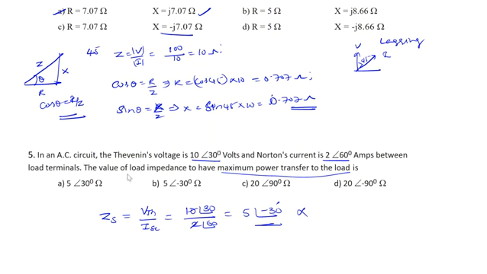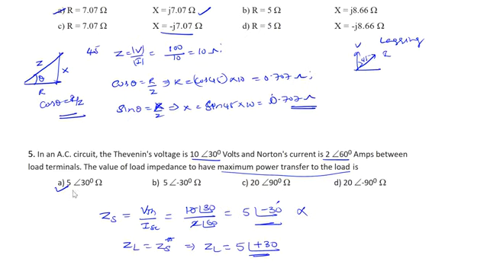Why? Because we know that to get maximum power transfer, ZL is equal to ZS conjugate. That implies the load impedance should be equal to 5 at an angle conjugate, which means it becomes plus 30. So the answer is A here. Okay, check your concept. If you're getting A as the answer, then you are right. Okay, we'll move to the next question here.